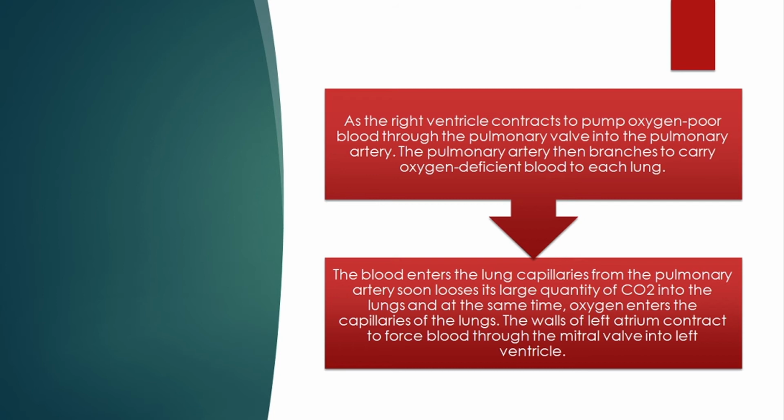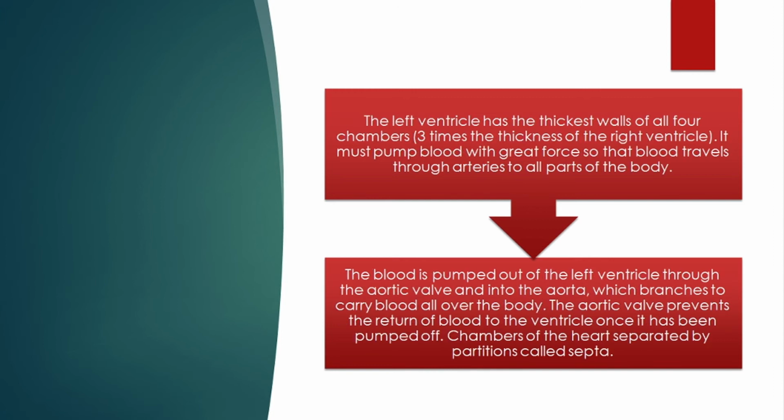The blood enters the lung capillaries from the pulmonary artery, soon loses its large quantity of carbon dioxide into the lungs, and at the same time the oxygen enters the capillaries of the lungs. The walls of the left atrium contract to force blood through the mitral valve into the left ventricle.